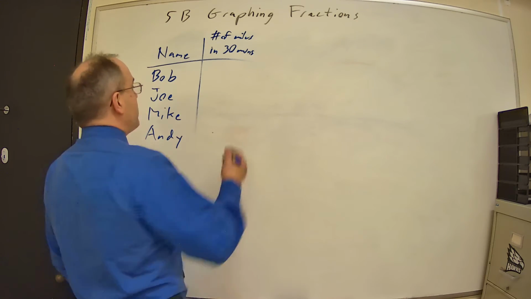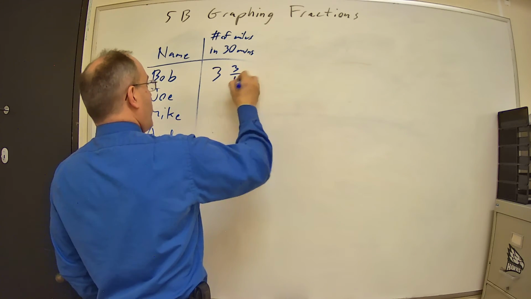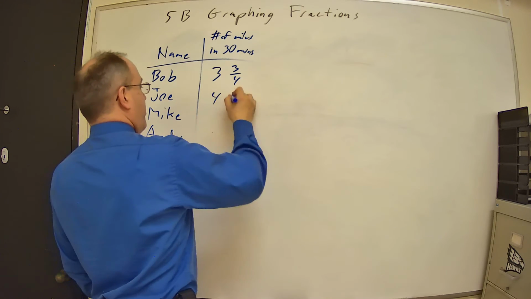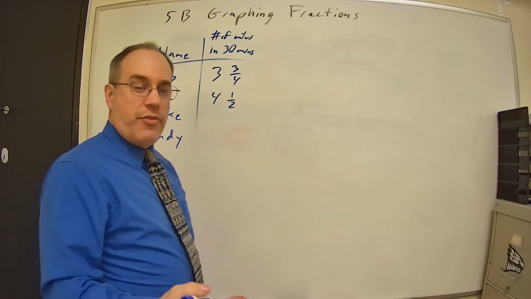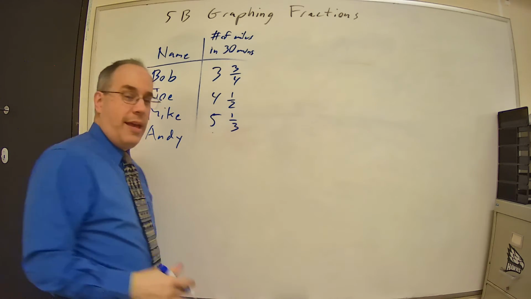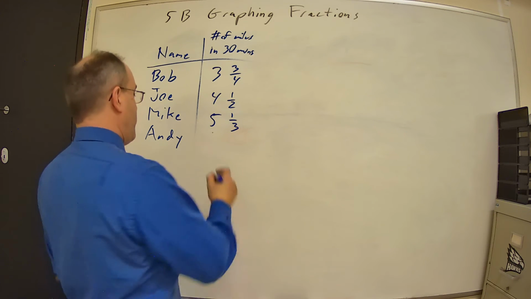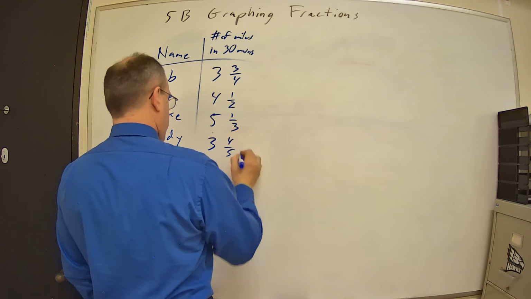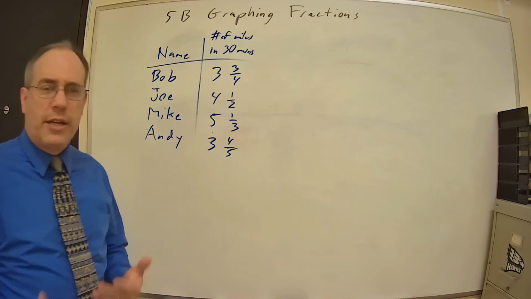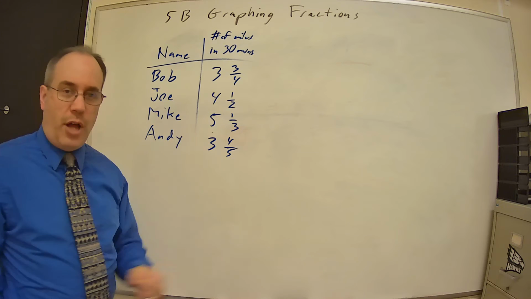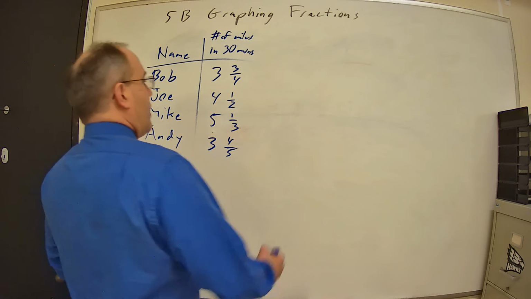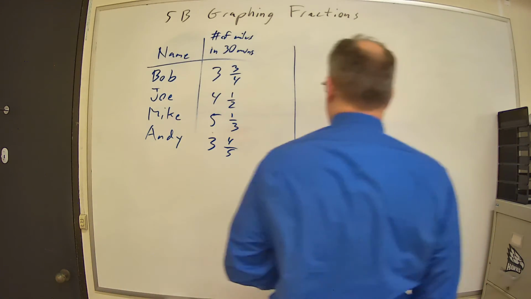So Bob covers 3 3/4 miles. Joe covers 4 1/2 miles. Mike covers 5 1/3 miles. And Andy covers 3 4/5 miles. Okay, in their 30 minutes. I don't know if they're walking, crawling, or what, but they're going on foot, I guess, or on knee if they're crawling. And I want to create a bar graph from that.